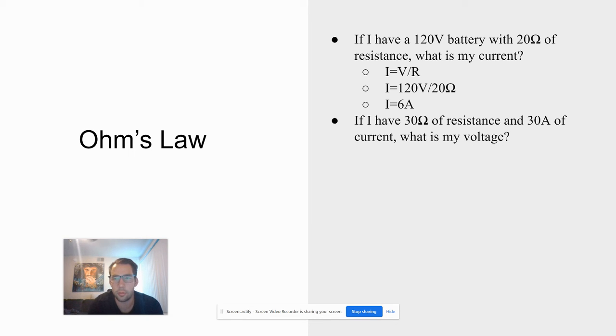What if I have 30 ohms of resistance and 30 amps? Well, I'm going to use my V equals IR equation. And I'm going to get 30 ohms times 30 amps, and my voltage is 900.